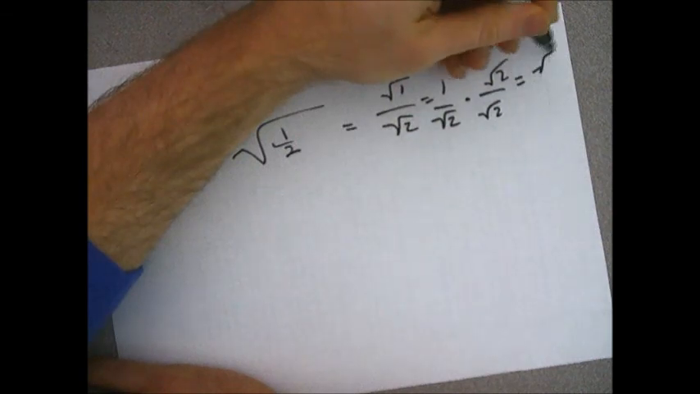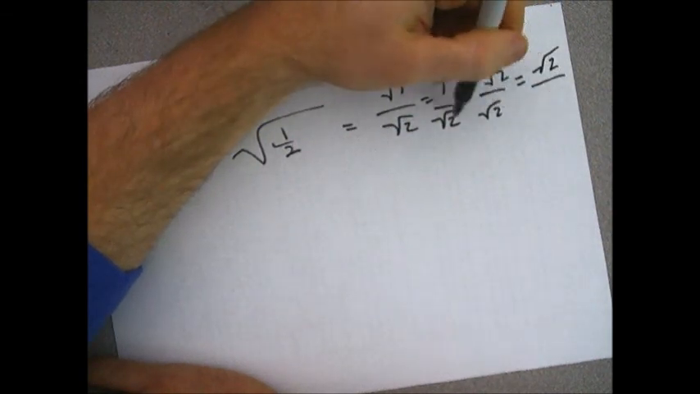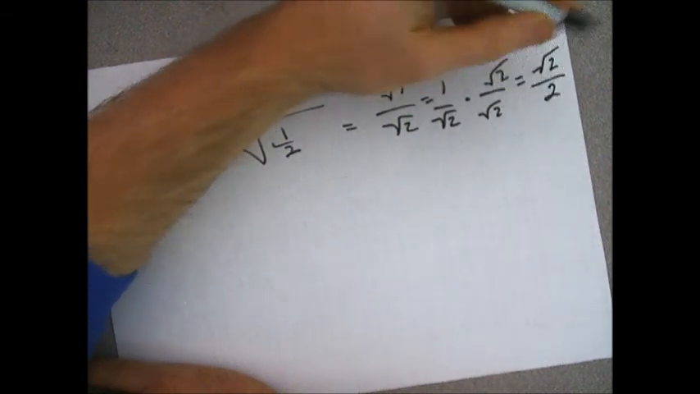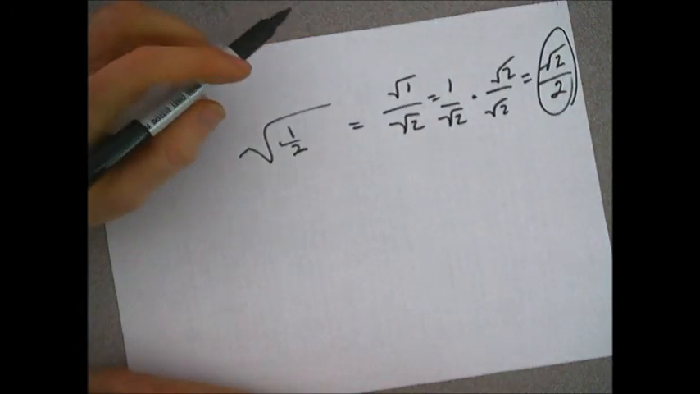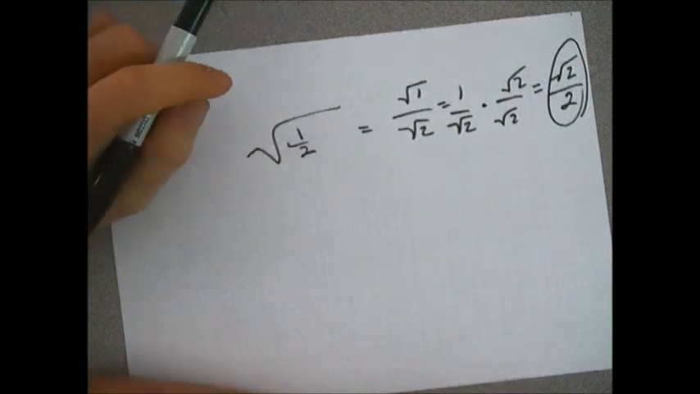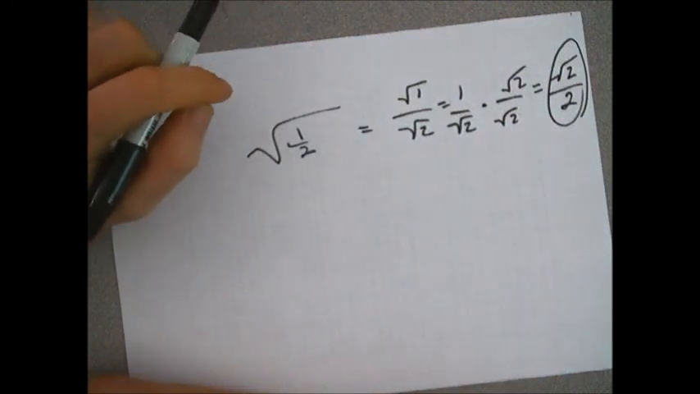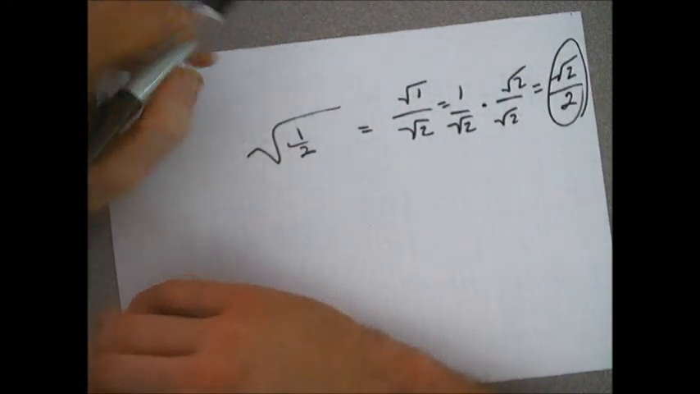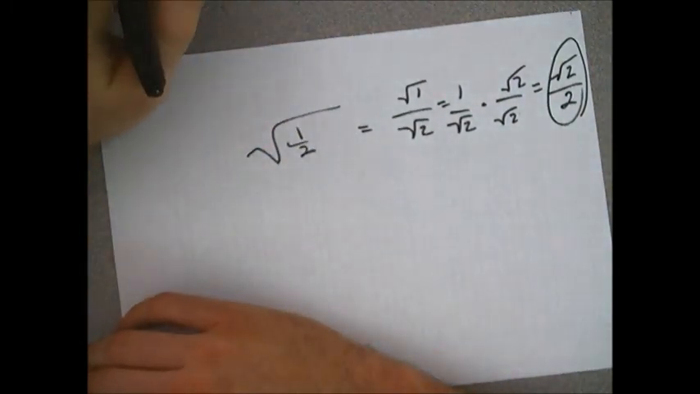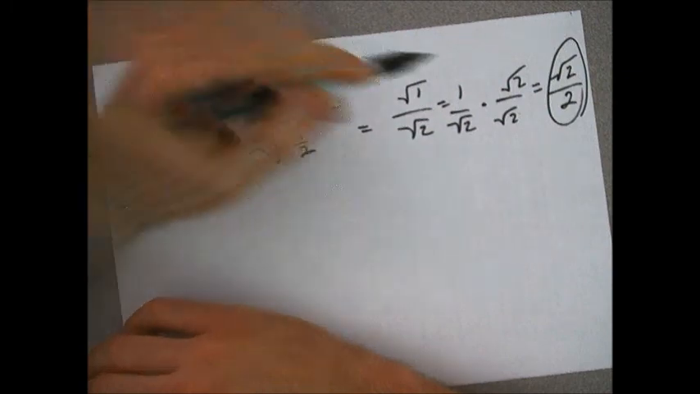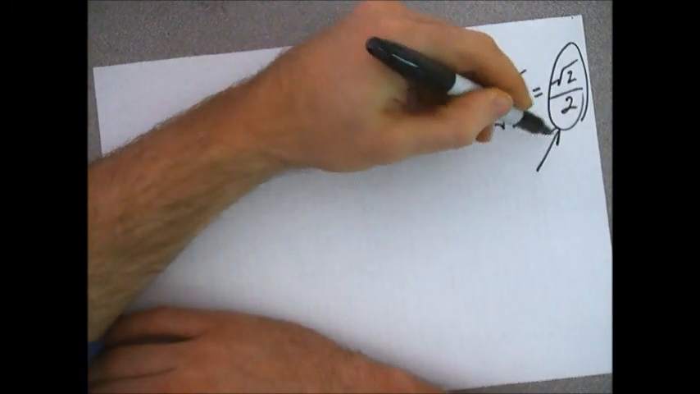This gives me the square root of 2 over the square root of 4, but the square root of 4 is 2. The square root of the bottom was the square root of 4, which is 2. And the top is the square root of 2. So the square root of 2 over 2 is your final answer.